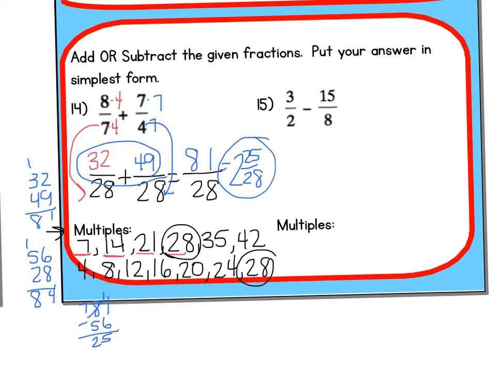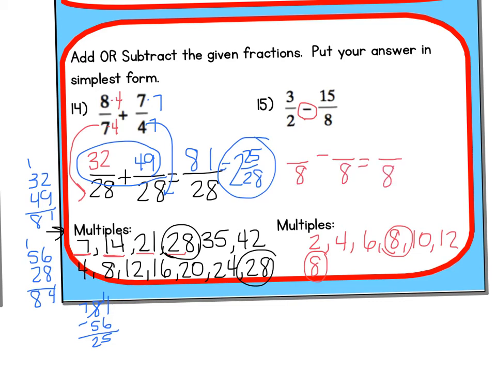Now with number 15, I'm looking for a common denominator between 2 and 8. So 2, 4, 6, 8, 10, 12. And then when I list my multiples of 8, I'm already there. So my common denominator here is going to be 8. Notice it's a subtraction sign, so we don't want to forget something over 8 minus something over 8 equals something over 8. To get from 2 to 8, I have to multiply by 4, so I'm going to do that on the top. 3 times 4 is 12.